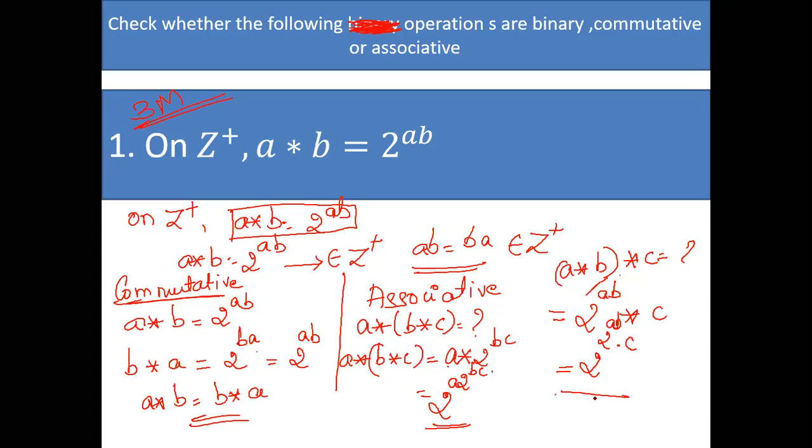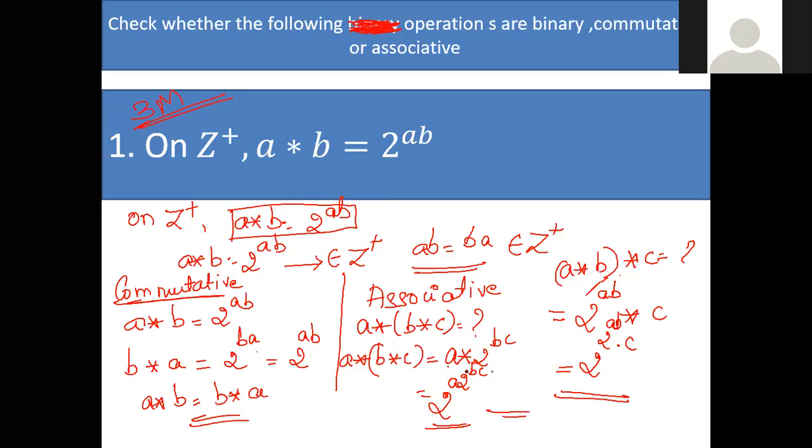So whether these two are the same or not, whether this is true or false, whether this particular binary operation satisfies the associative property or not. Give me the answer, students. So it is not associative. Why? Because you can see they are not equal. Whether 2 to the power A into 2 power BC is equal to 2 power 2 AB into C, no. So this is not associative.